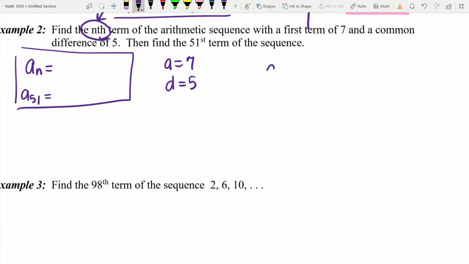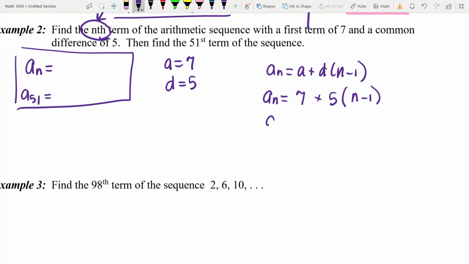Let's write down our formula. A sub n equals a plus d times n minus 1. Like I said, you're going to have that memorized, okay? So I'm looking for the nth term. So I'm going to say a sub n is the first term, which is a 7, plus the common difference, which is a 5. Do I know what to put in for n? No, they didn't tell me. So it's just going to be n minus 1. And then I have to simplify.